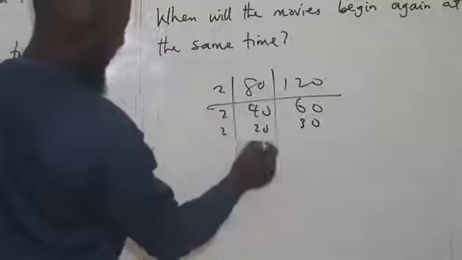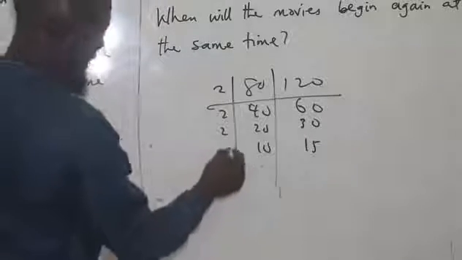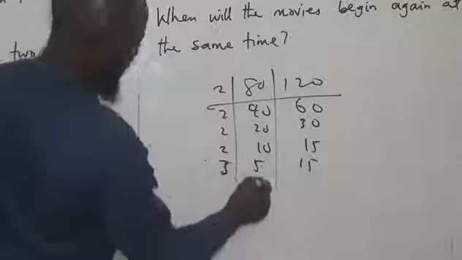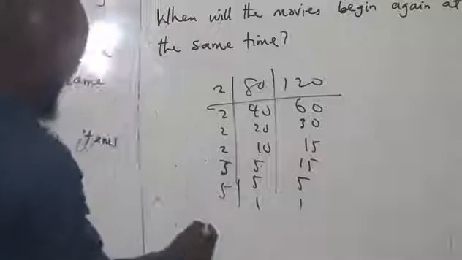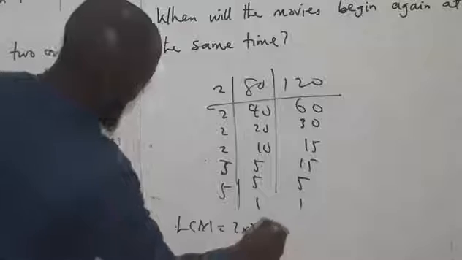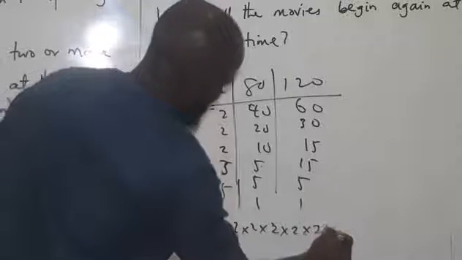2 can still go, that is what? 10, 15, right? 2 can go 5, 15. 3 can go 5, 5. 5 can go 1, 1. So that means we have LCM here will be what? 2 times 2 times 2 times 2 times 3 times 5.